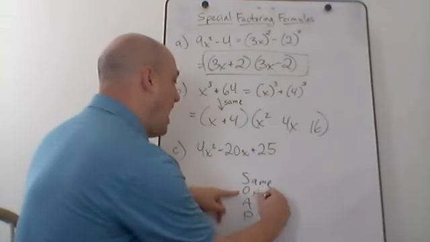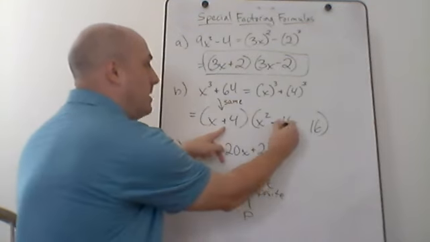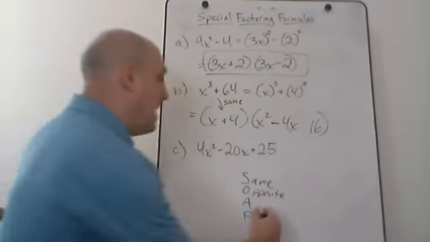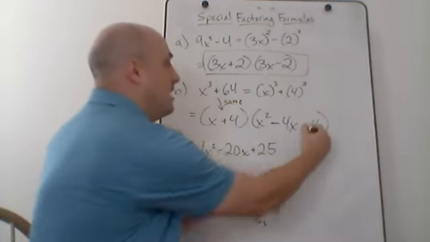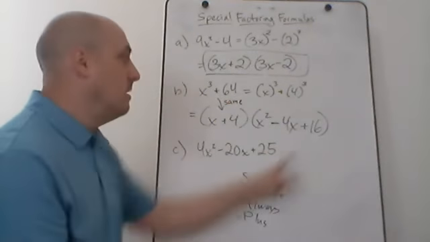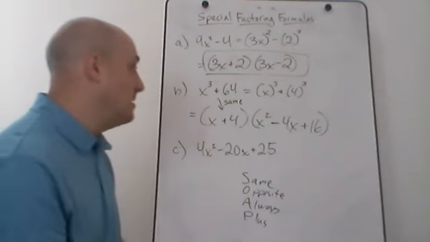The O here stands for opposite. So whatever this one was, the next sign I put in is the opposite. So if this is a plus, that one's now a minus, it's the opposite. The A and the P stand for always plus, right? The one at the end here is always going to be a plus. Whether it's a sum or a difference of cubes, that last one's always a plus. Doesn't matter. All right, so that's how we factor a sum of cubes.